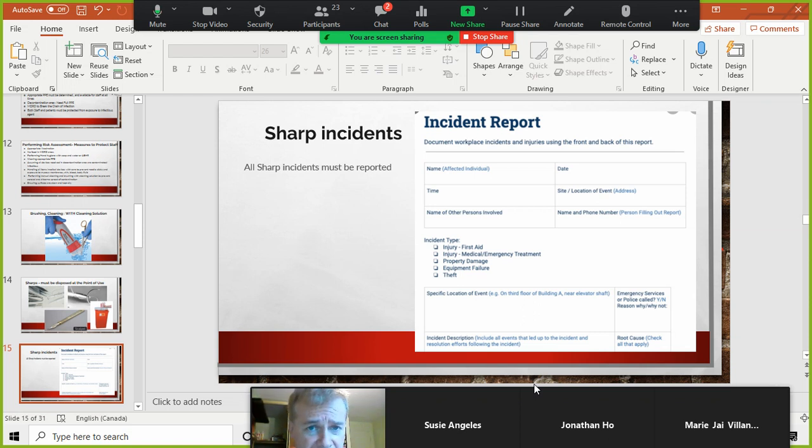But you'll see that this is just an incident report. Every hospital will have its own incident report. And you'll see how it all goes. And it's serious stuff, man. Because I was saying earlier, protecting yourself legally.